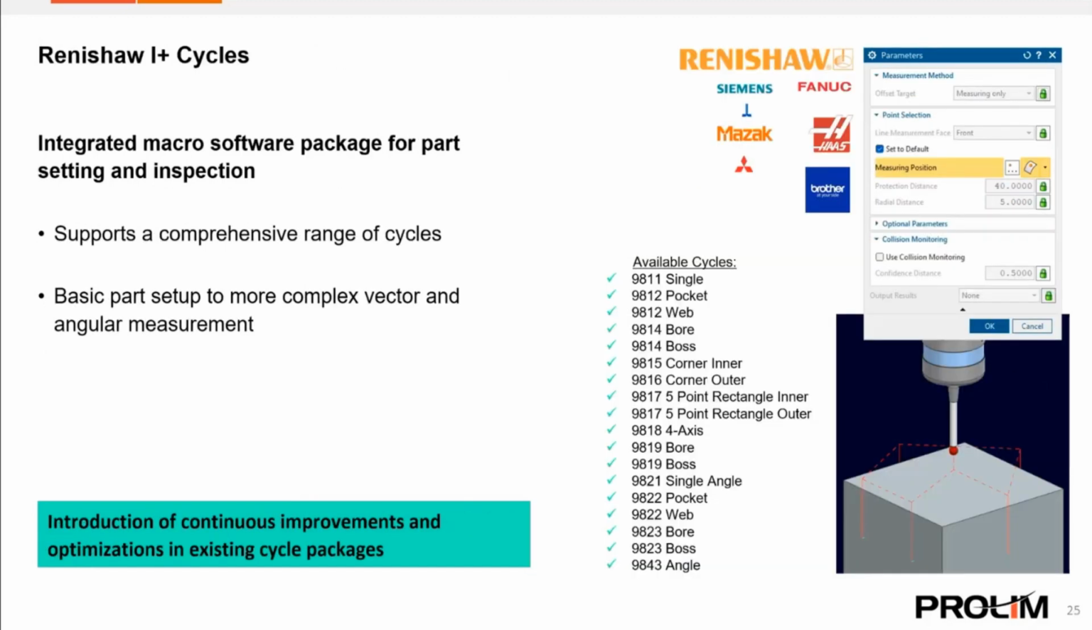And with the Renishaw cycles, Siemens now supports output to Fanuc, Haas, Okuma, Mazak, Mitsubishi, and also Brother controllers. To complete the solution, Siemens will be releasing the Makino support with the upcoming NX releases. So let's go ahead and take a look at the examples that we have for the on-machine probing.